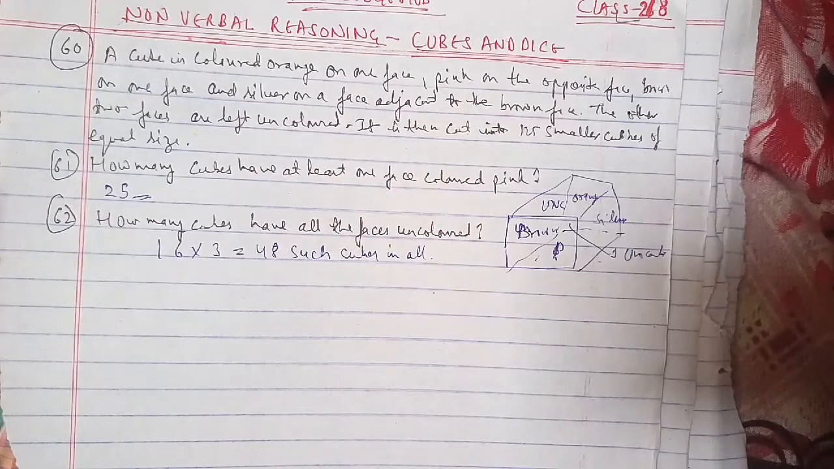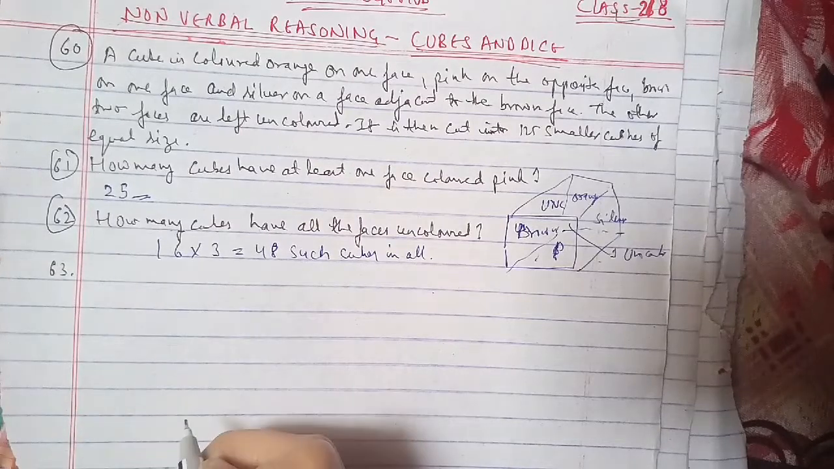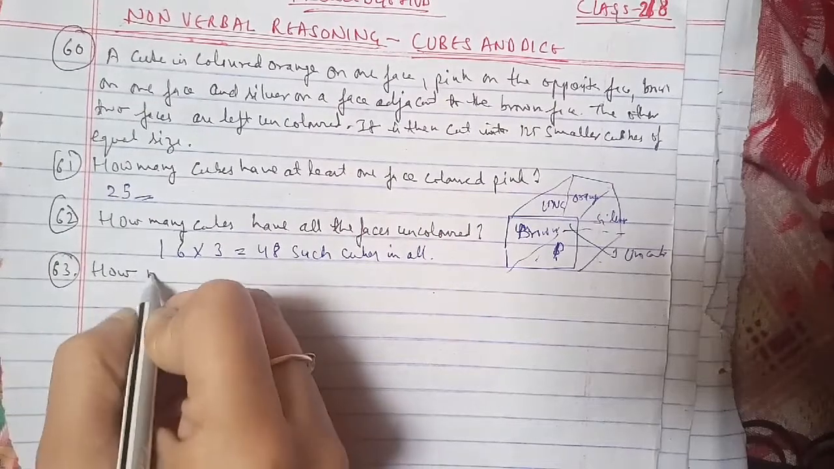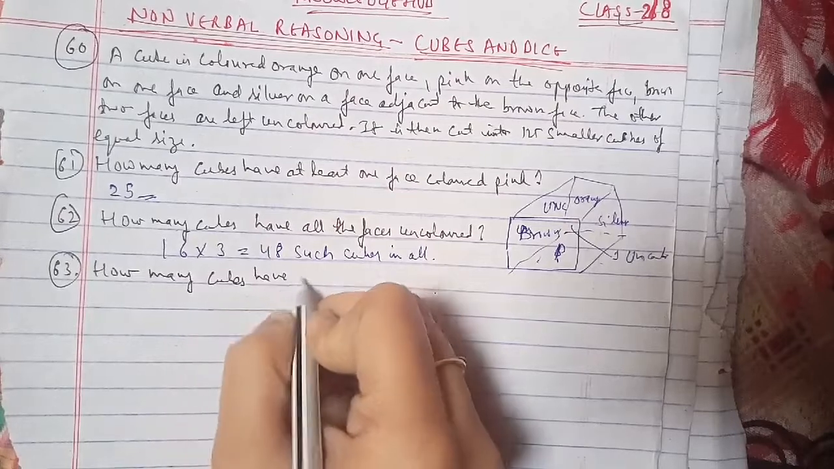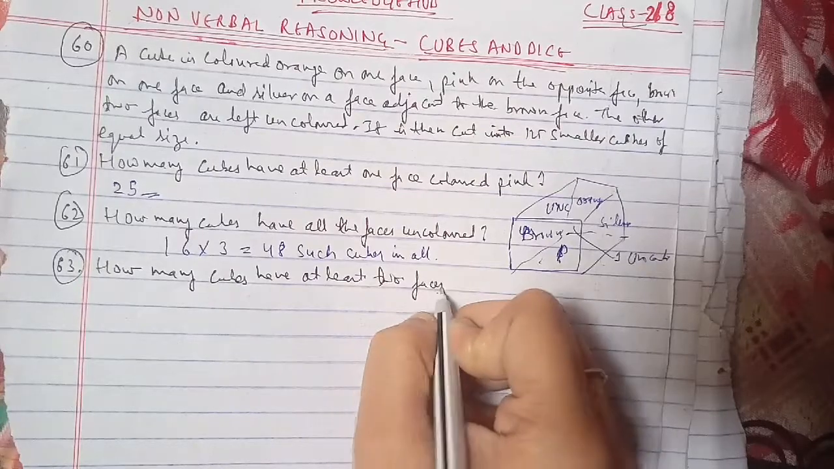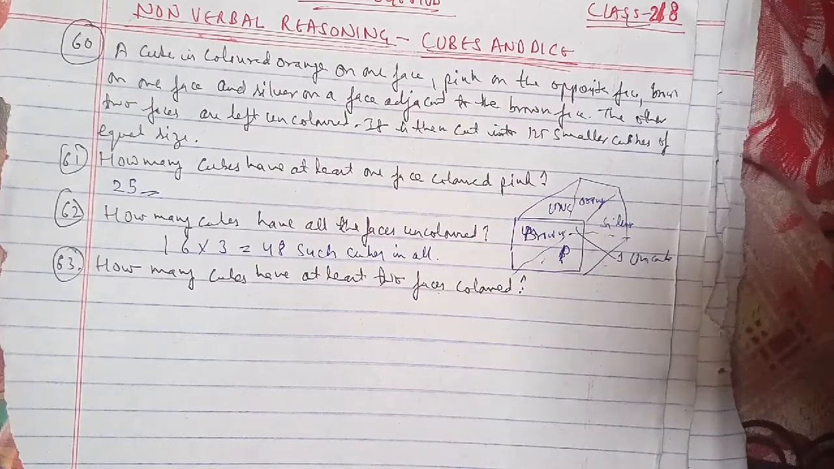Now we'll talk about another question. That is the 63rd question of the session. The question is stated: how many cubes have at least two faces colored? The options we have are 19, 20, 21, and 23.